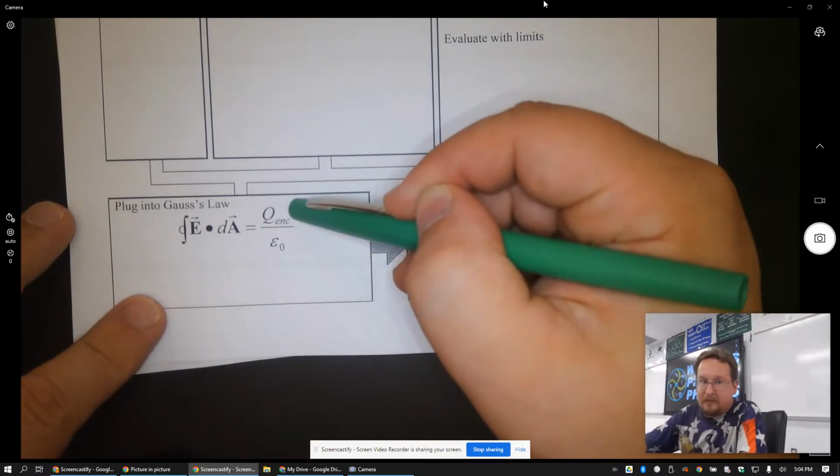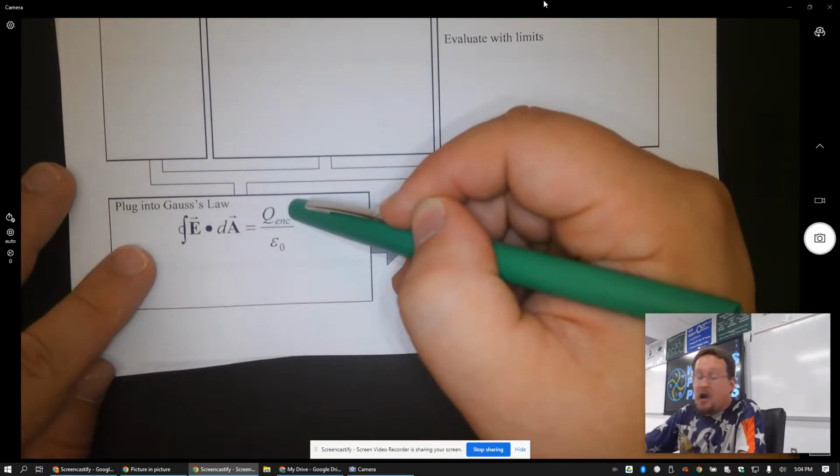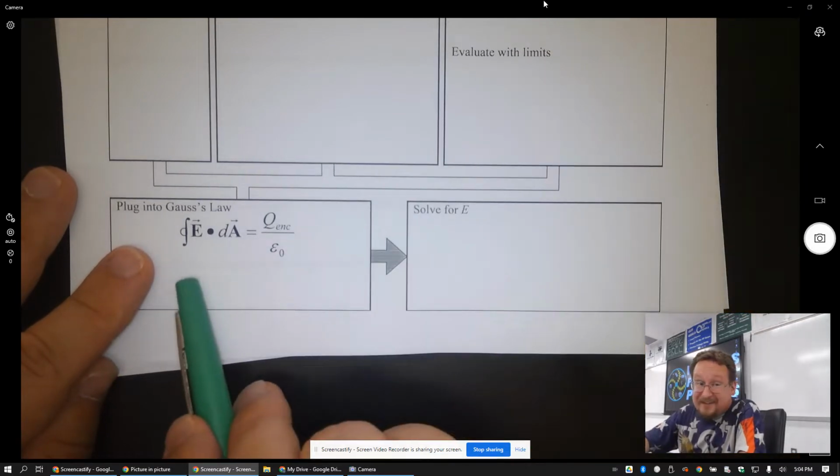Don't even get me started on Q enclosed. That's the hard part right there. This guy is what makes Gauss's law really tough. This is great. I love this.